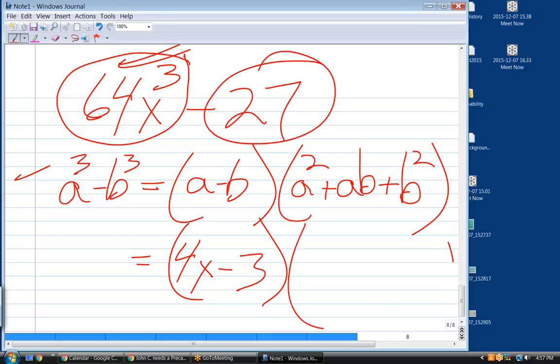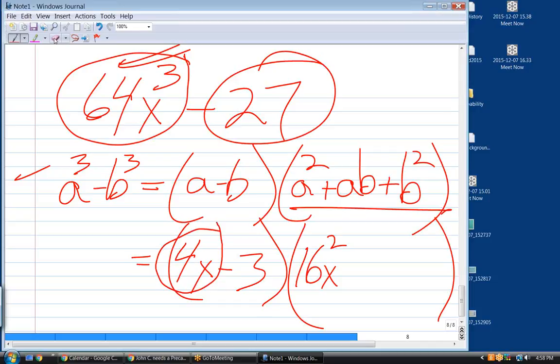Now, what's this part? Now that we know what a and b are, what's a squared? 16x squared, plus 12x. In other words, we have to square that term. What's the third? Plus 9.